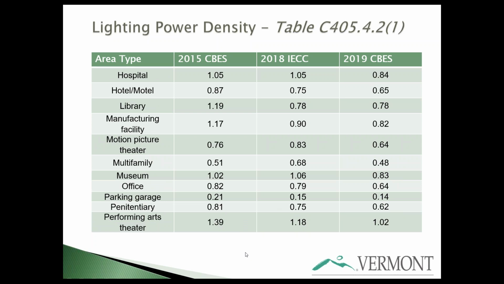Okay, on here we've got office buildings. Might be a good one to look at. Currently it's 0.82 watts per square foot. We're proposing 0.64.